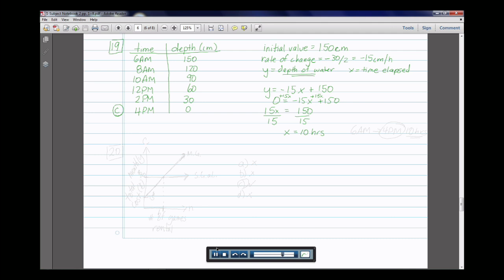You have to be careful. 10 hours is not the same as 10 a.m. It's 10 hours from 6 a.m. and you can figure out however you want to, but 6 a.m. to 4 p.m. is 10 hours, so you end up with the same answer of 4 p.m.